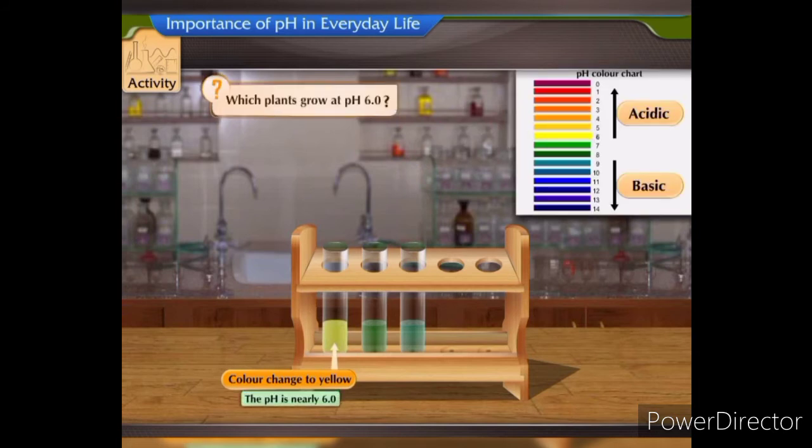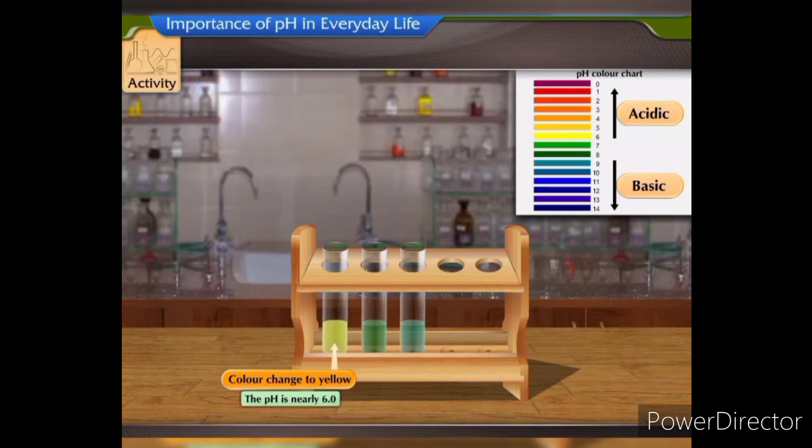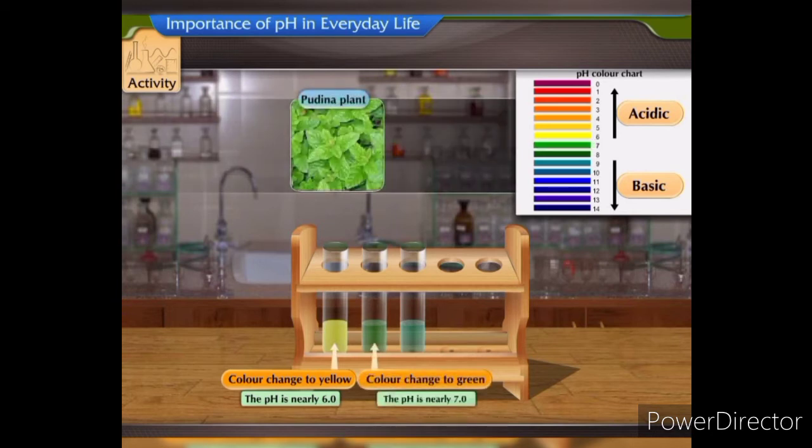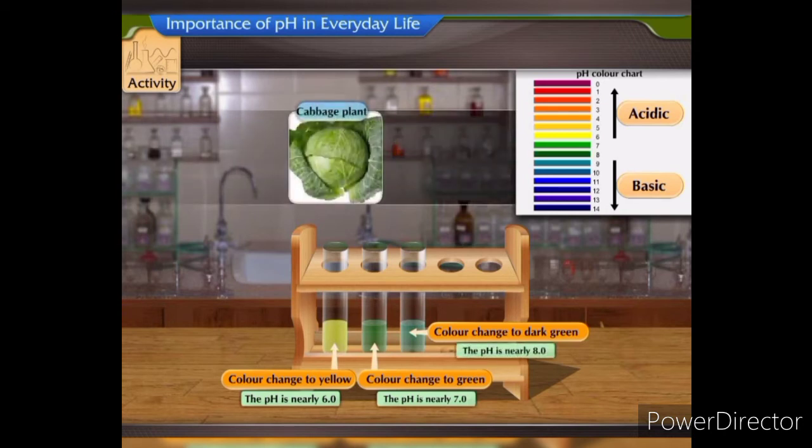Which plants grow at pH 6.0? Carrots, sweet potatoes and potatoes grow at this pH. The solution in the second test tube showed a color change to green. The pH is nearly 7.0. Mint or pudina and lettuce grow at this pH. The solution in the third test tube showed a color change to dark green. The pH is nearly 8.0. Cabbage and onion grow at this pH.